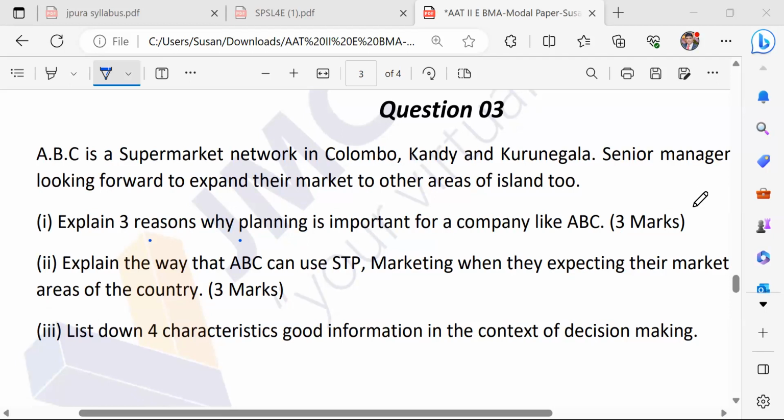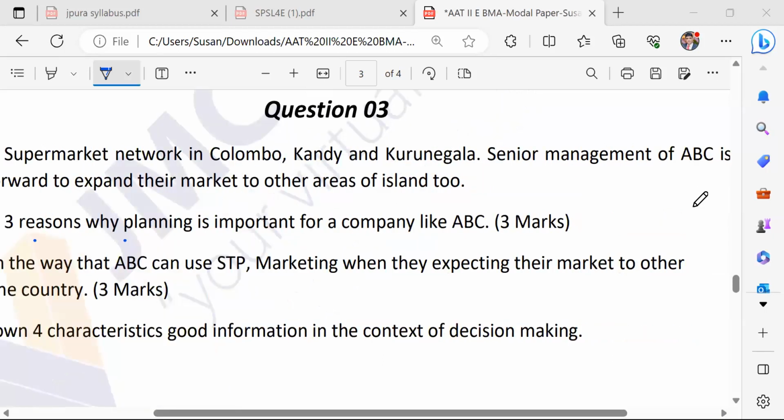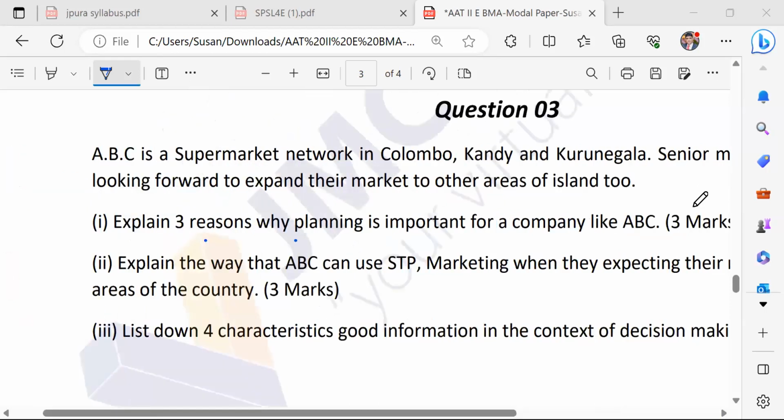Explain the way that ABC can use STP marketing when they expand into other areas of the country, when they are expecting to increase their market. How can this organization use STP marketing? What is STP marketing? You explain that first. STP marketing is segmentation, targeting, and positioning.